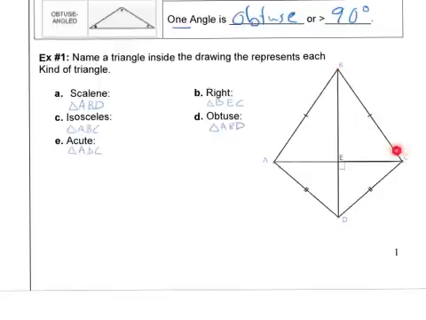Isosceles, I chose ABC, but I could have also chosen ADC down here. Obtuse, I chose ABD, but I could have also chosen CBD. And for acute, I chose ABC as well because it looks like all of the angles here are acute, or less than 90 degrees. What I want to point out is, look, ABC is isosceles and acute.